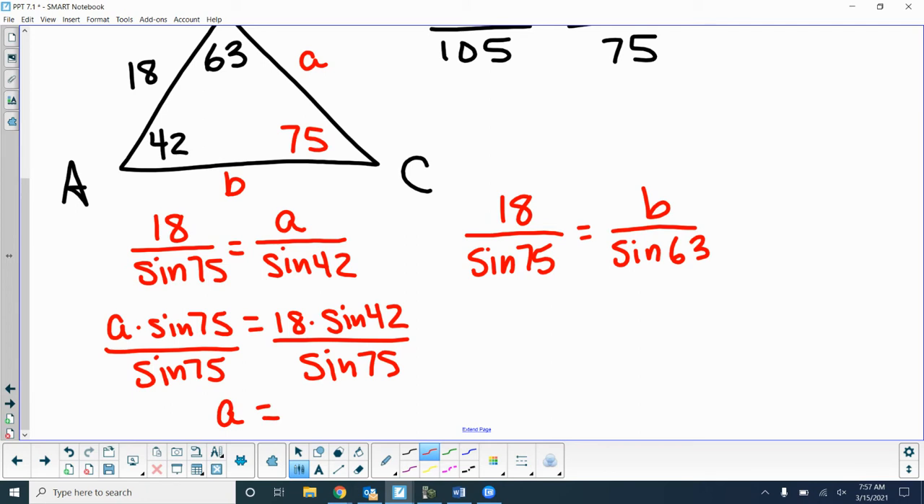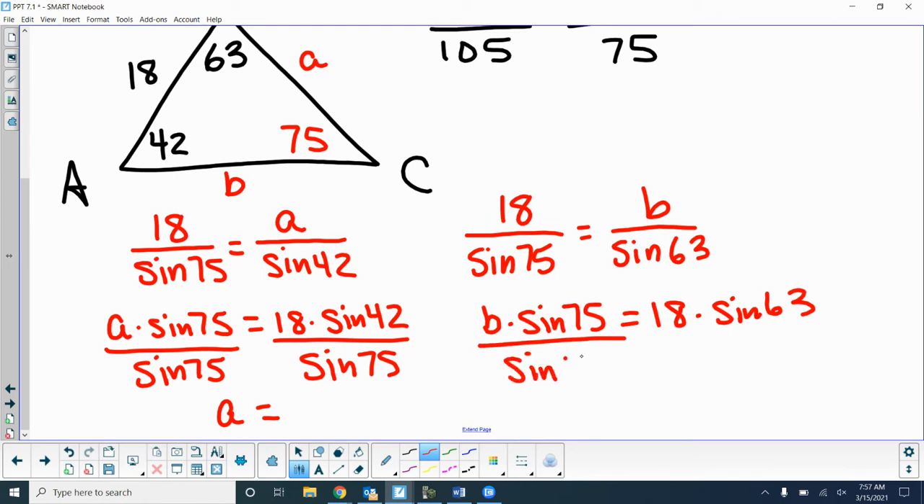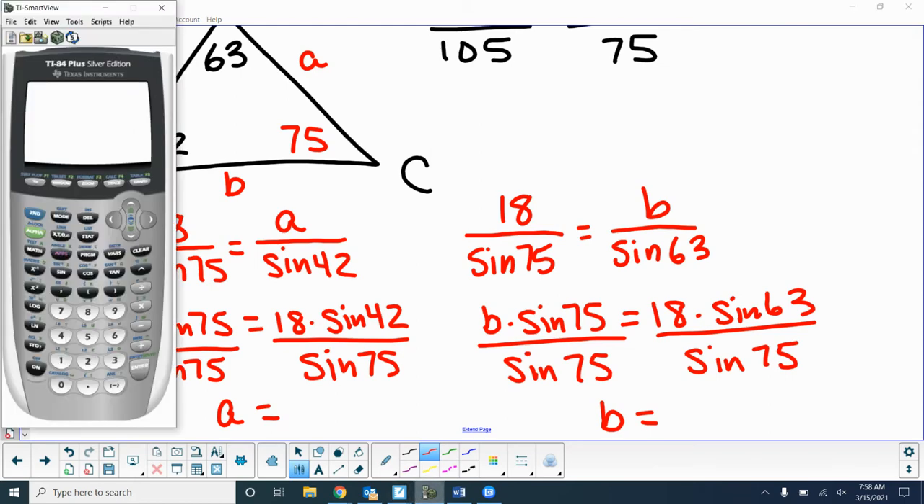And then over here for B, I'll do the same thing. B times the sine of 75, cross multiply, right? Equals 18 times the sine of 63. And then again, divide by the sine of 75 to get your B value. All right, any questions? So I go to my calculator now and do that.